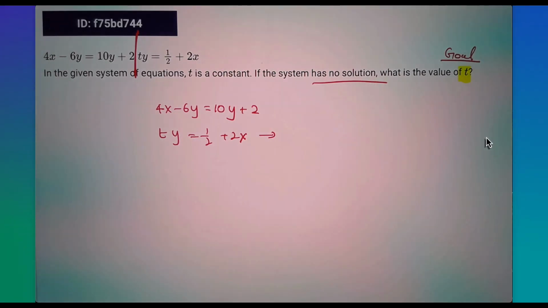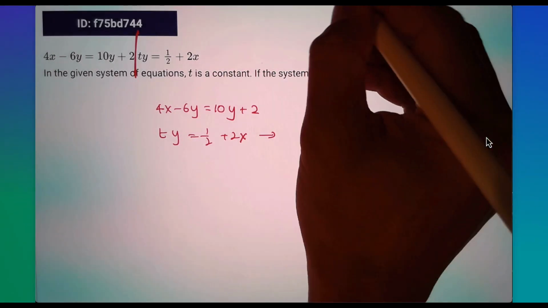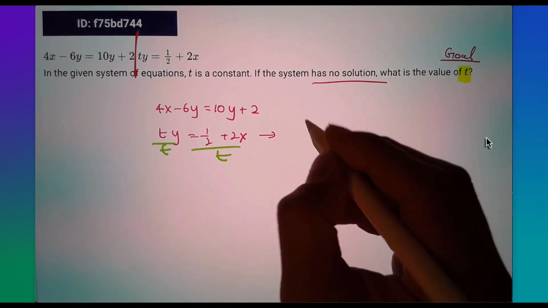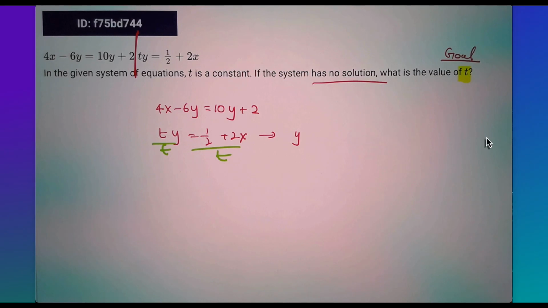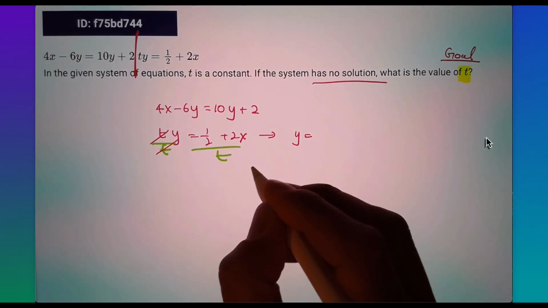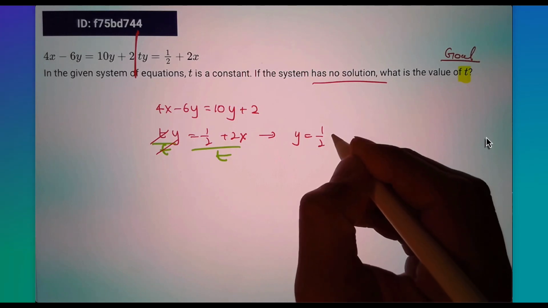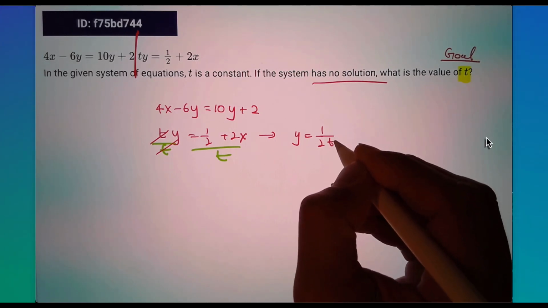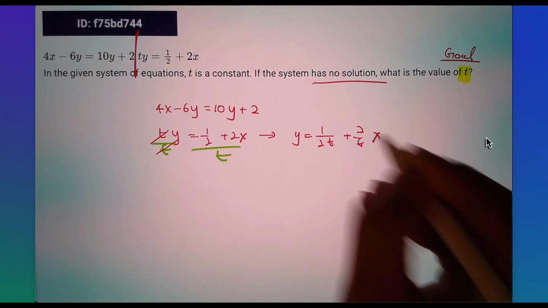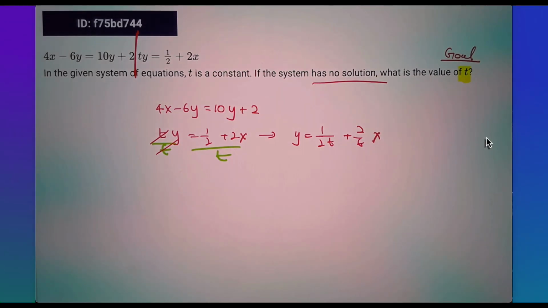Let's just divide everything by t, so this way we only have y's on the left side. So y is equal to, the t's cancel, 1/2t plus 2/t x.